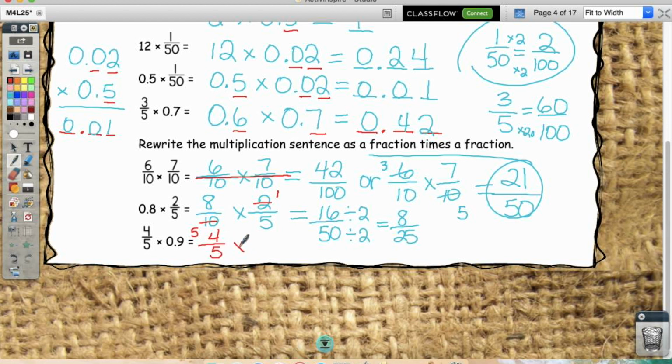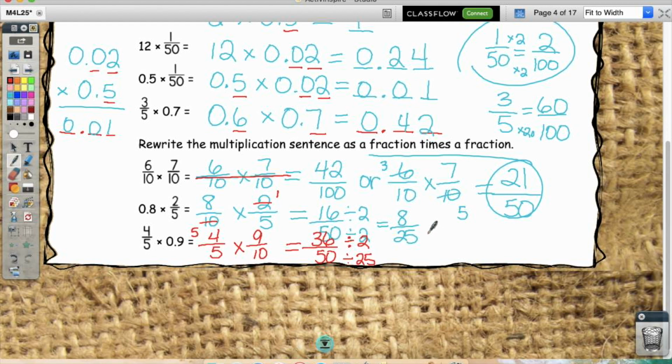How do I write 9/10? 9 over 10. 9 over 10. Okay. Okay, so 4 times 9, what is it? 36. And 5 times 10? 50. And I need to simplify. By 3. Nope, by 2. Okay. So if I do 36 divided by 2, sorry, I'm writing over, and 50 divided by 2, what do I get?